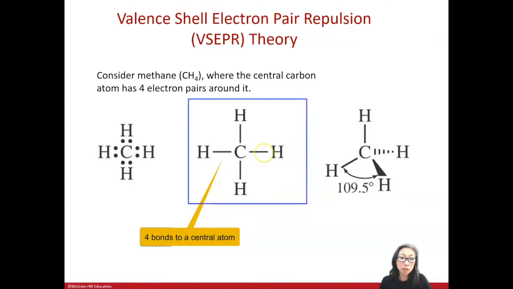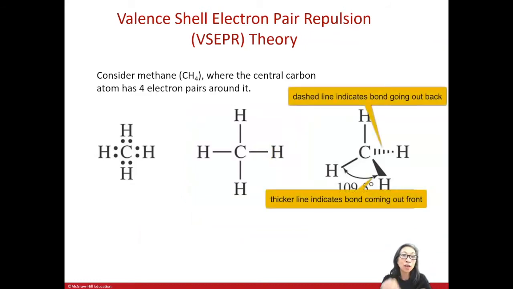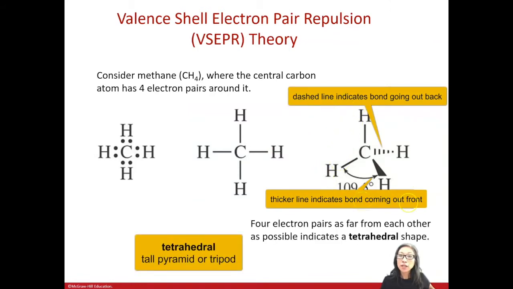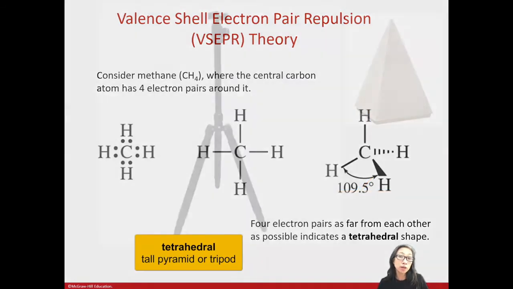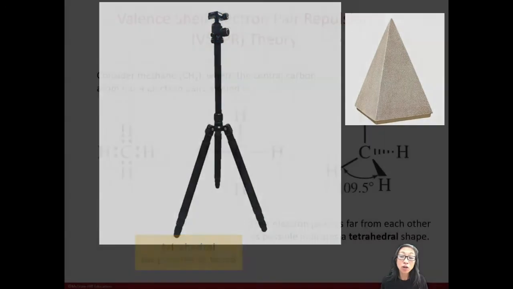So in two-dimensional space, this looks like a box, a square. Well, in 3 dimensions, you can bust out into the front and the behind of the paper, leading to this, which is called a tetrahedral shape. The tetrahedral shape is a tall pyramid. It has a base of 3 with a tall top, like a tripod.